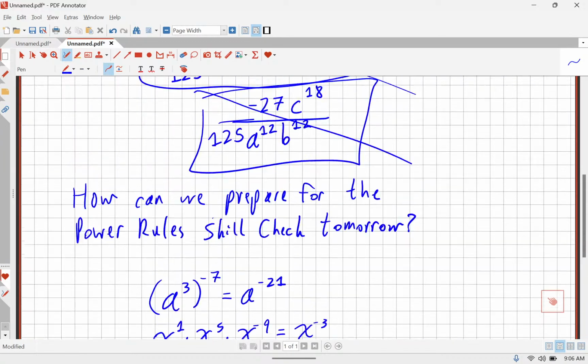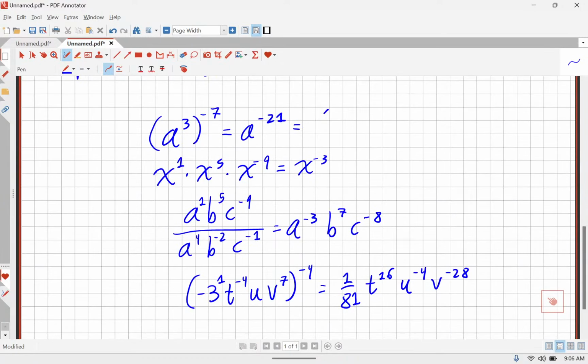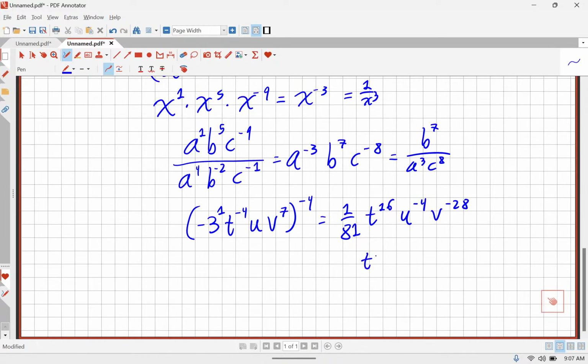Level 3.5 is just like our warm-up, and a level 4 is being able to write these without any negative exponents. Like x to the negative 3 would be 1 over x to the 3rd. This would be b to the 7th over a to the 3rd, c to the 8th. This guy would be t to the 16th over u to the 4th, v to the 28th, with an 81 on the bottom. That's how you get the level 4s. How many of us, after seeing the level 4s given to us that way, are suddenly feeling a little bit better about those too? They're not necessarily going to be super complicated and twisted and tangled.